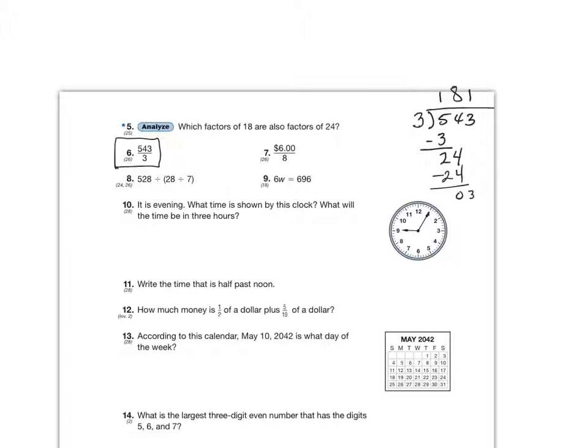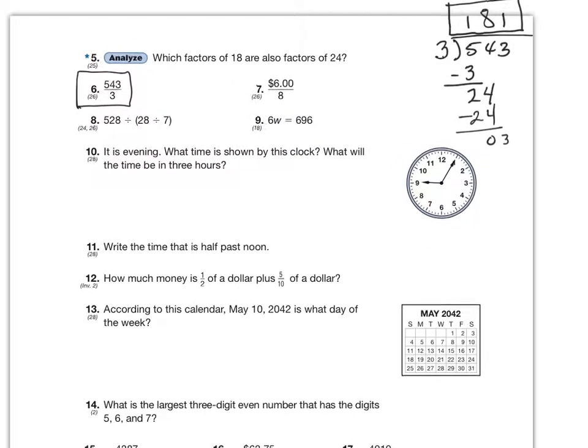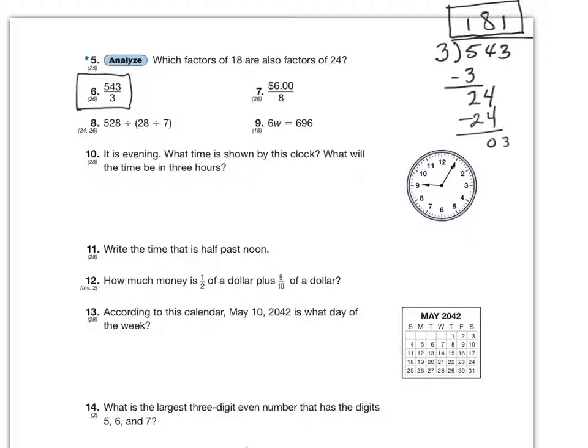So, number 6 is 181. And I'm drawing a square around it, so I'm indicating that that's what my answer is. When you do number 8, remember you have to follow the rules of PEMDAS.